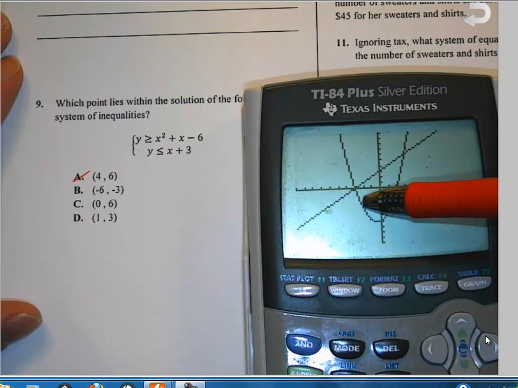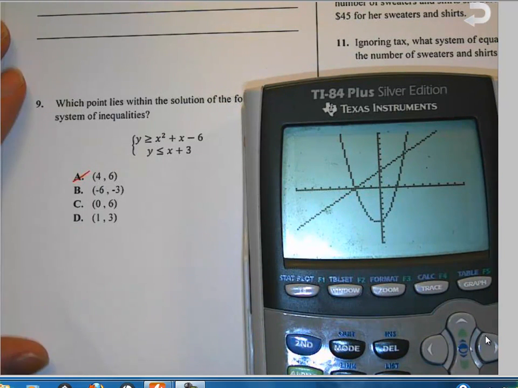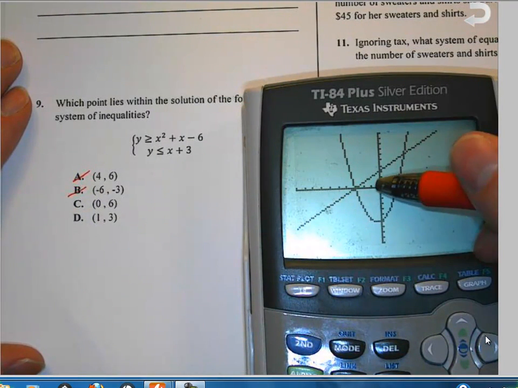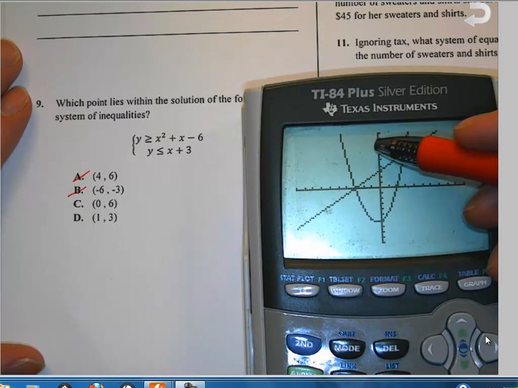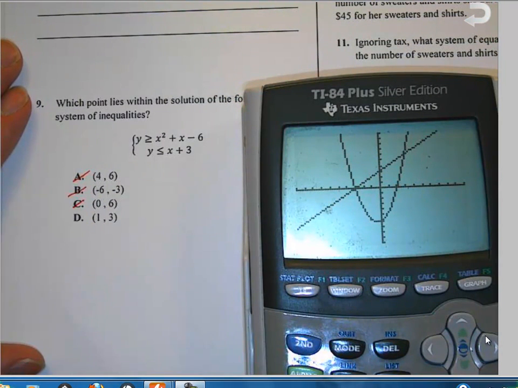that is above the parabola and below the line. Both of these have to be true. 0, 6 is too high. It is well above the line. And so the only point that really works is where x is equal to 1 and y is equal to 3. It's inside the zone, well defined.